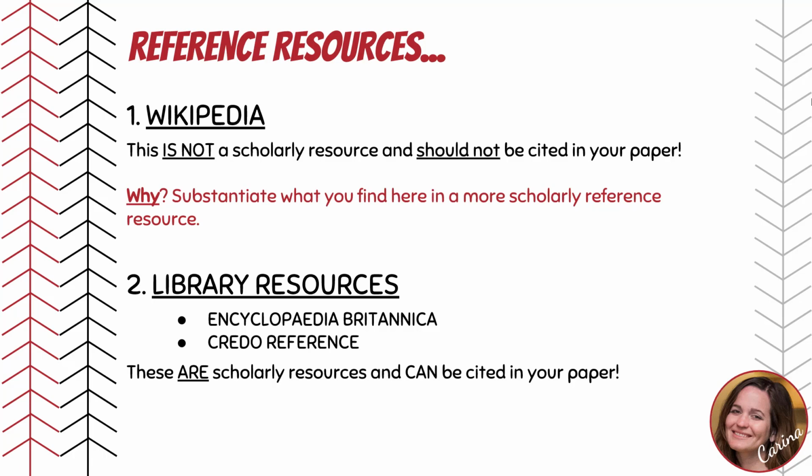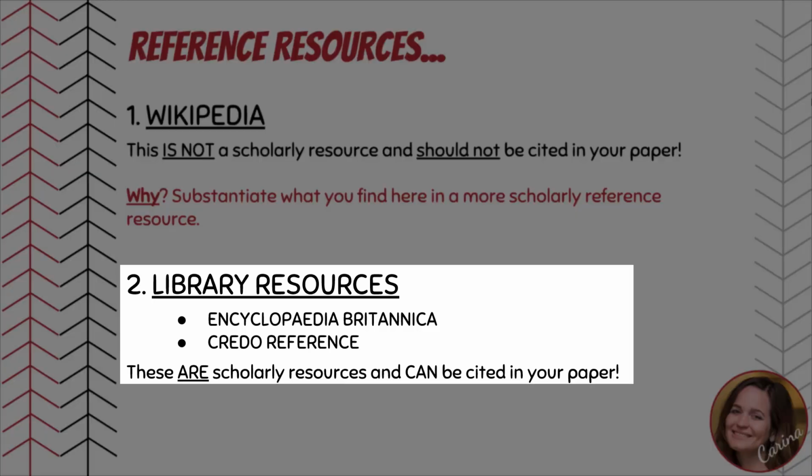And there are a couple of ways to do that. For example, you can start with Wikipedia and substantiate a fact or a claim that you find in a more scholarly resource like Encyclopedia Britannica, or you can just start directly with Encyclopedia Britannica. At this point, I want to show you how to access and use two of the library databases that provide you with quality reference information.